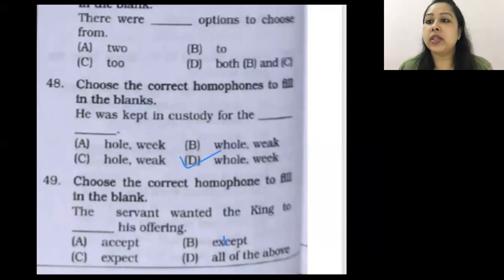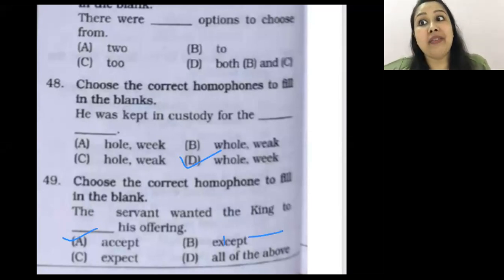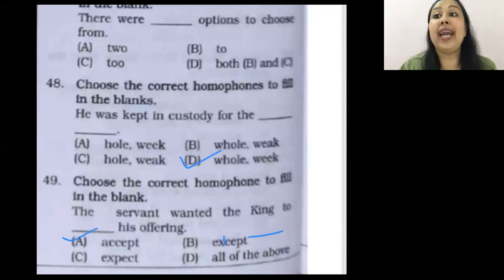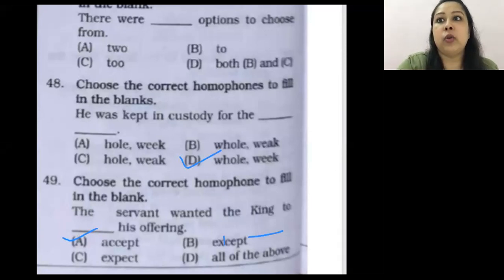That's part D. Choose the correct homophone. Back again. The servant wanted the king to. Now here, often confused words: accept, to accept; and except, E-X-C-E-P-T. I'm not involving someone. I'm involving everybody and leaving out someone, except. Expect: when I have some expectation, I would say expect. Very good. Just confusing words.